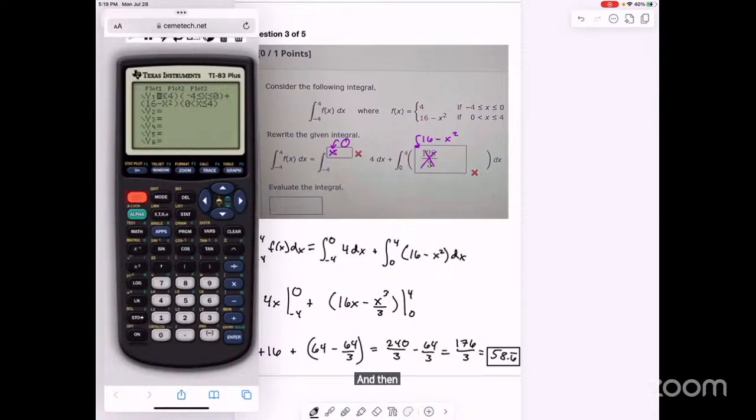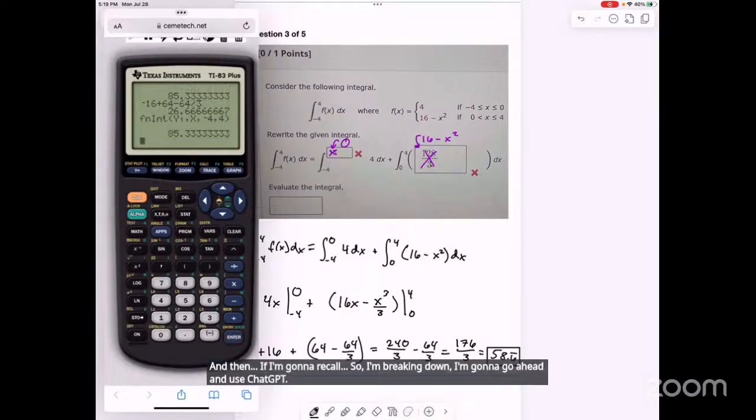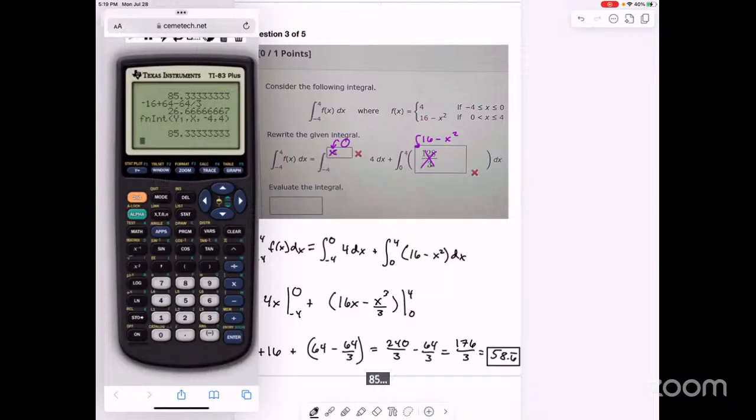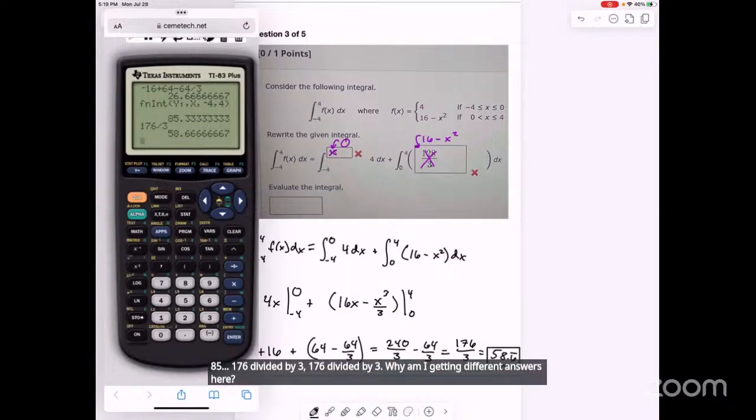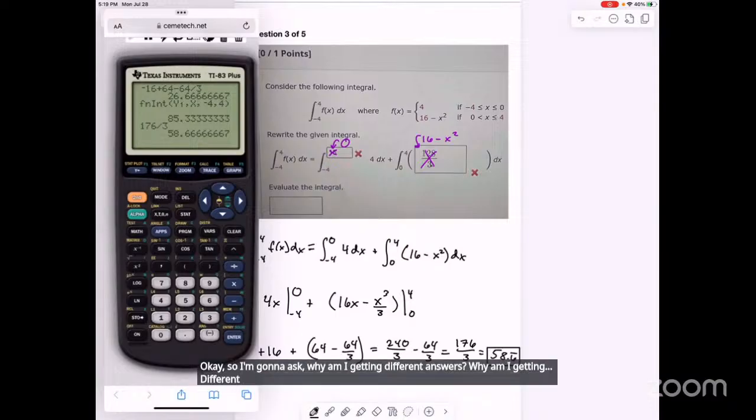And then if I'm going to recall, so I'm breaking down, I'm going to go ahead and use ChatGPT. 85, 176 divided by 3, 176 divided by 3. Yeah, why am I getting different answers here? Okay, so I'm going to ask, why am I getting different results than the calculator?